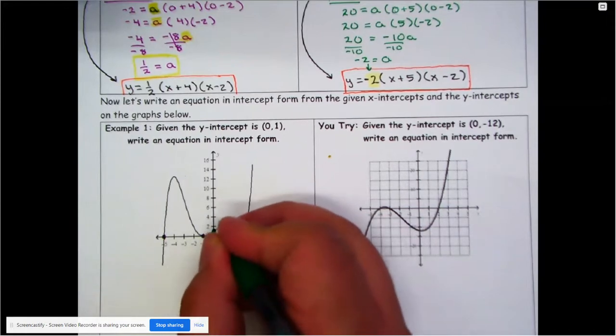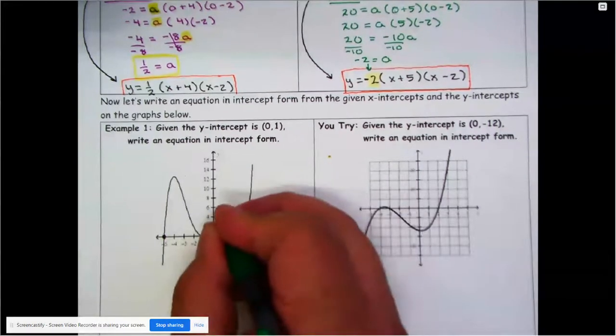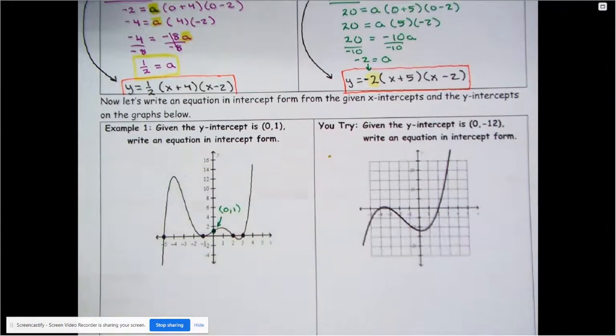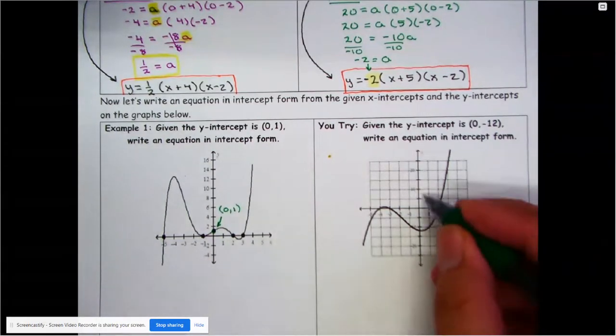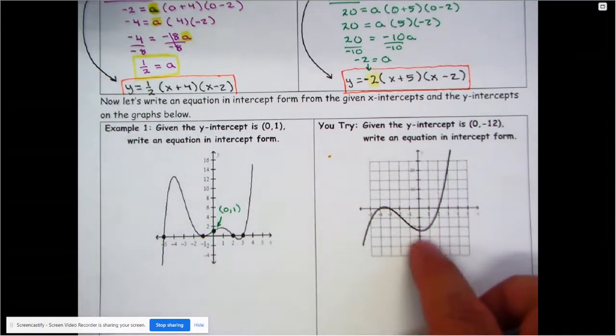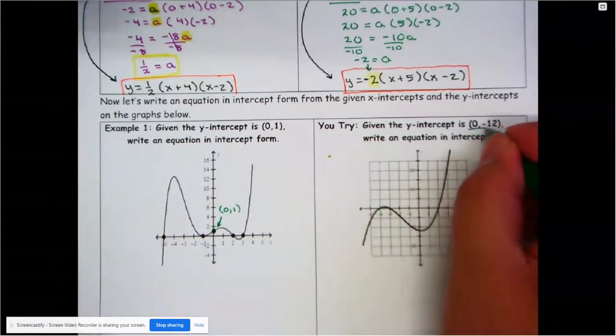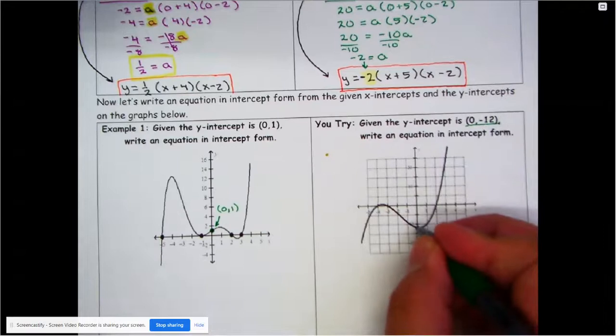So my y-intercept looks to be (0, 1). So we have that y-intercept right there. And then when I look at this one, a little more skip counting, but because it's a little difficult to see, notice they did tell us up here anyways. They're saying that's (0, -12).